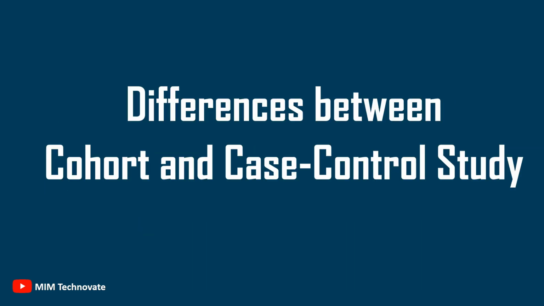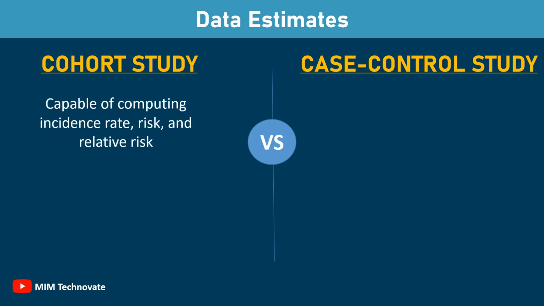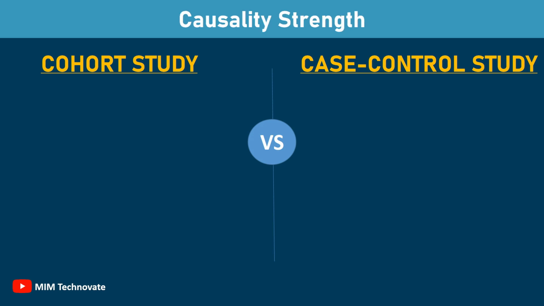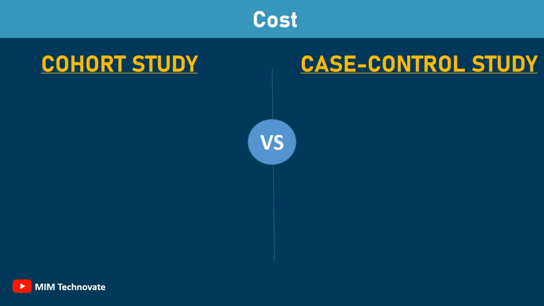Difference between cohort studies and case control studies. Data estimates. Cohort studies are capable of computing incidence rate, risk, and relative risk. Case control studies estimate the odds ratio. Causality strength. Cohort studies potentially provide stronger evidence for causal relationships. Case control studies have weaker causal investigation. Cost. Cohort studies are more expensive. On the other hand, case control studies are less costly.